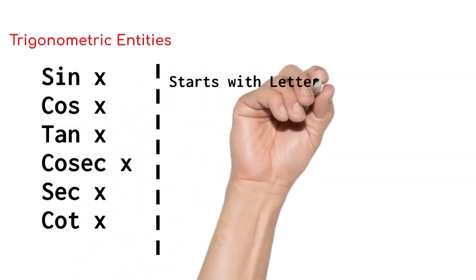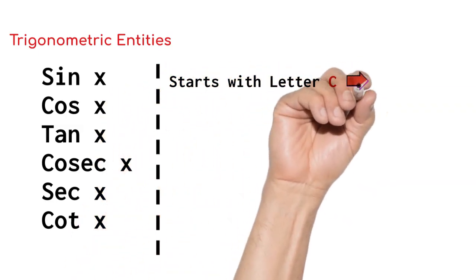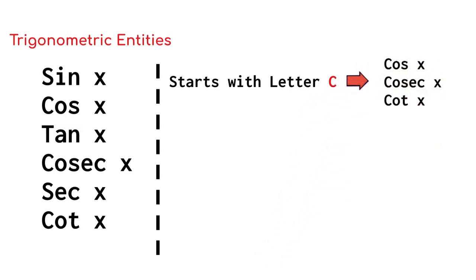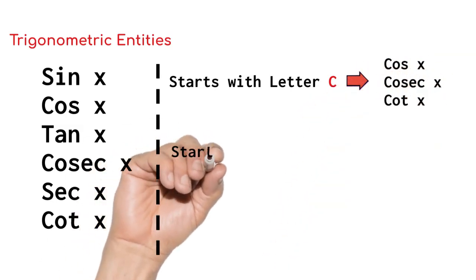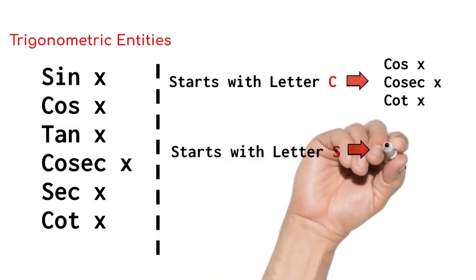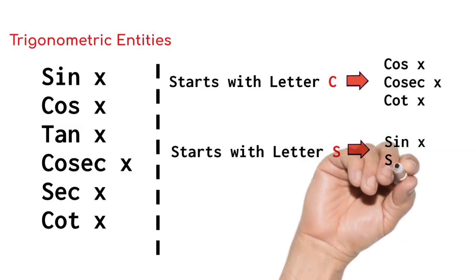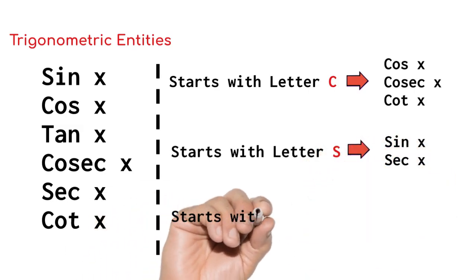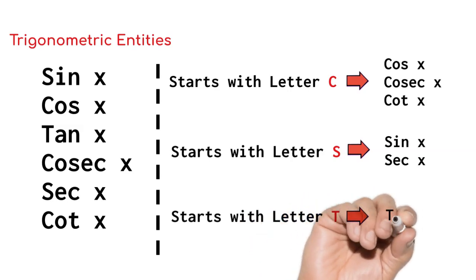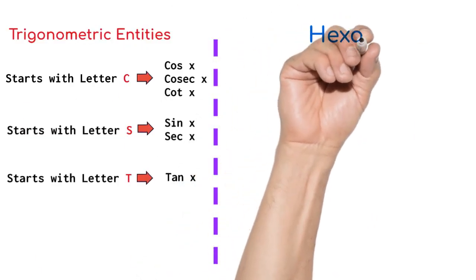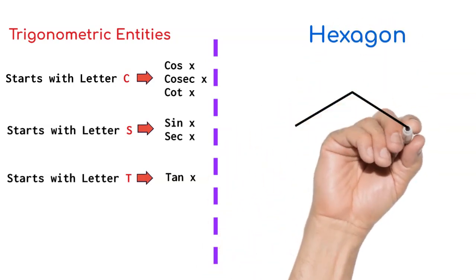The functions that start with the letter C are cos x, cosecant x, and cot x. The functions that start with the letter S are sin x and secant x. The function that starts with the letter T is tan x. Now, let's draw the hexagon and place the trigonometric functions on the hexagon.